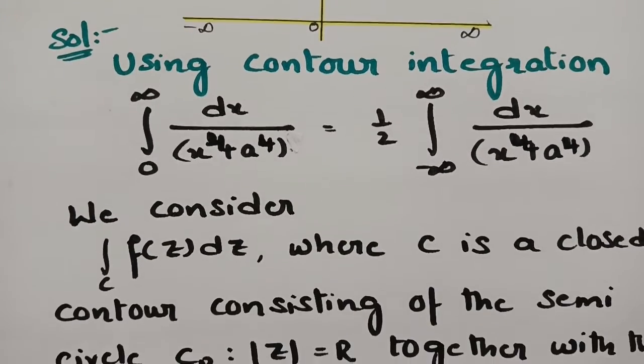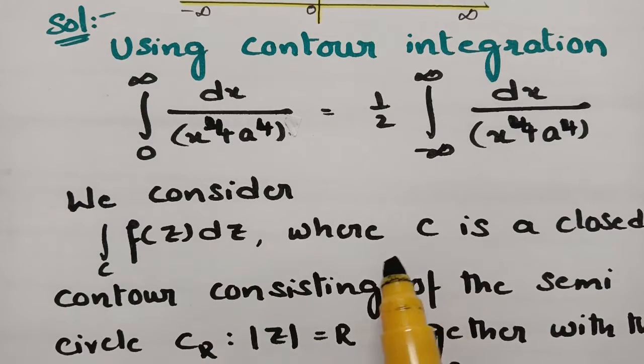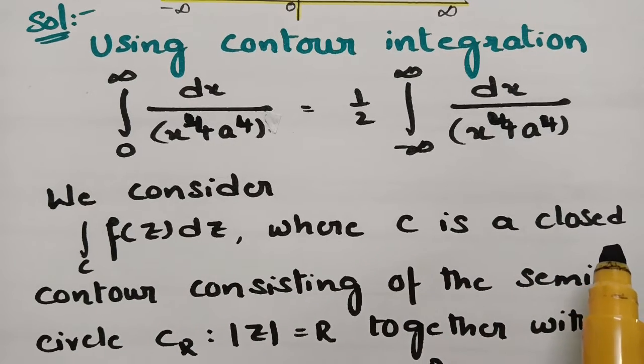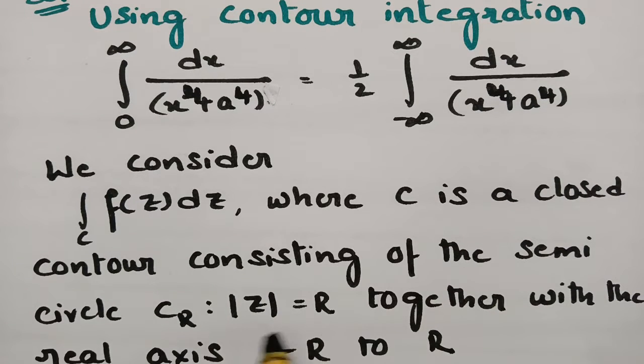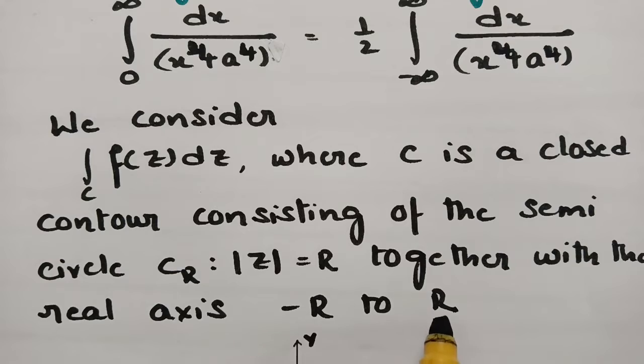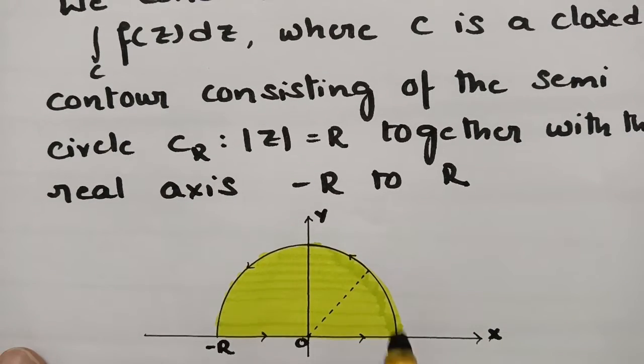So we have to consider the integral over C of f(z) dz, where C is a closed contour consisting of a semicircle C_R, that is, mod z equals R. That is a circle. It is a semicircle with center 0 and radius R, together with the real axis from minus R to plus R. I am going to explain this. So this is the total integral.